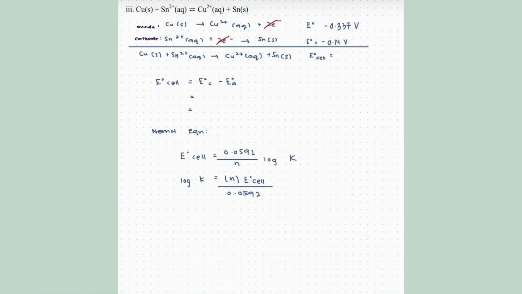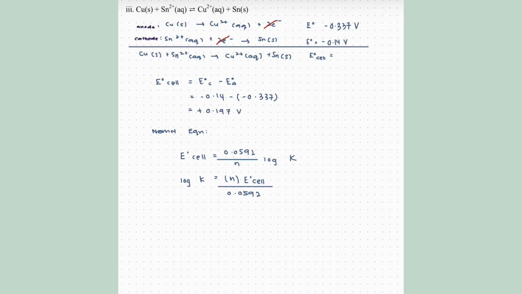Okay, so for the third question, as usual, we need to determine the anode and cathode, and then we need to find the E naught cell value, which is E naught cathode minus E naught anode, negative 0.14 minus negative 0.337, and the value for E naught cell is positive 0.197 volt.